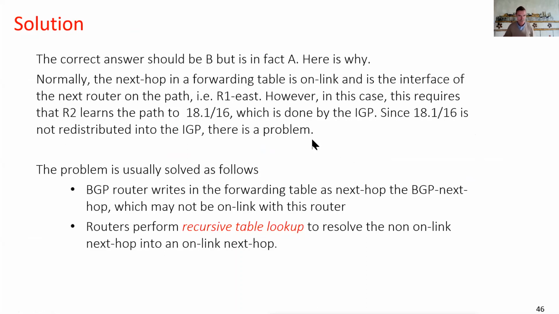In fact, what is put into the routing table is not the next hop as it should be, but is the BGP next hop. So BGP routers, when they do injection, write into the forwarding table the BGP next hop, which is on link at router 6, but is not on link at router 2. So in order to support this, we need to assume that the routers perform what is called recursive table lookup. This is something we never discussed before and has been invented because of redistribution of BGP.